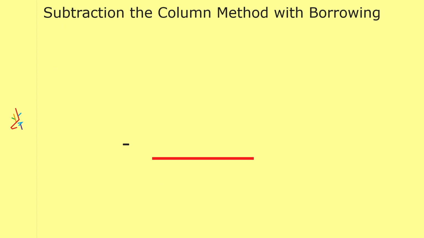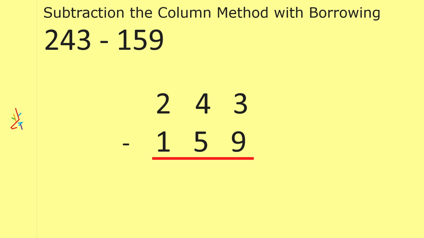Now we're going to look at borrowing in more than one column. So in this case, I've got 243 minus 159. So we've got the 9 and 3 again. So again, he's going to have to borrow from the 4. The 4 becomes a 3, and the tenner goes over to the 3 to make 13. Now I can do 13 minus 9, which equals 4.